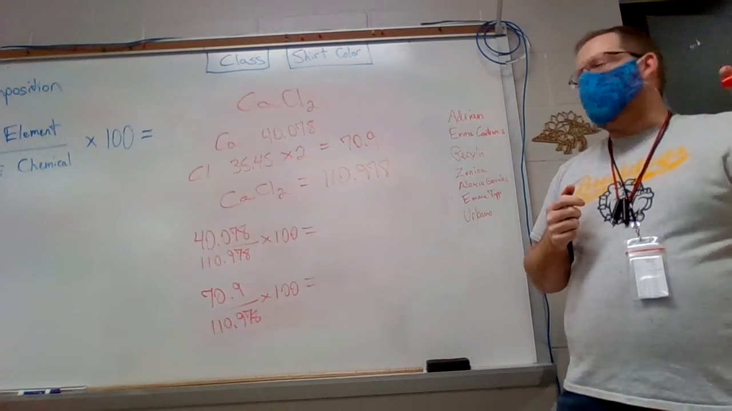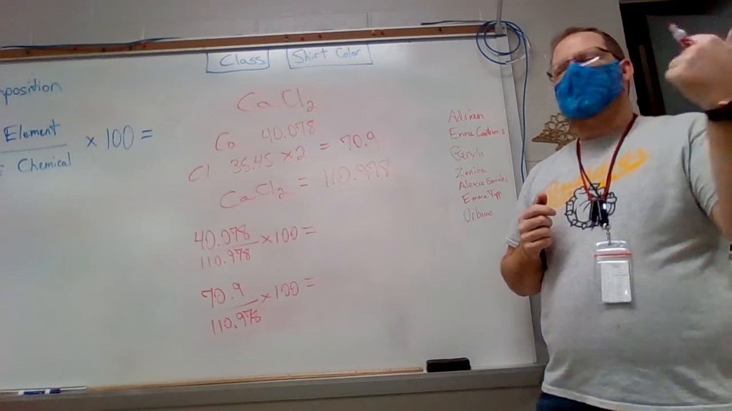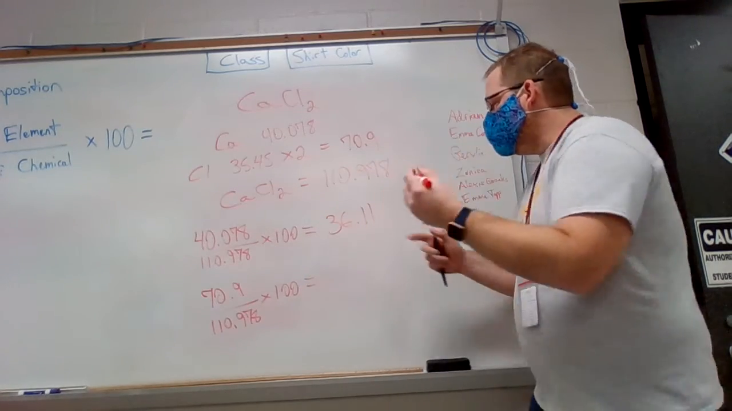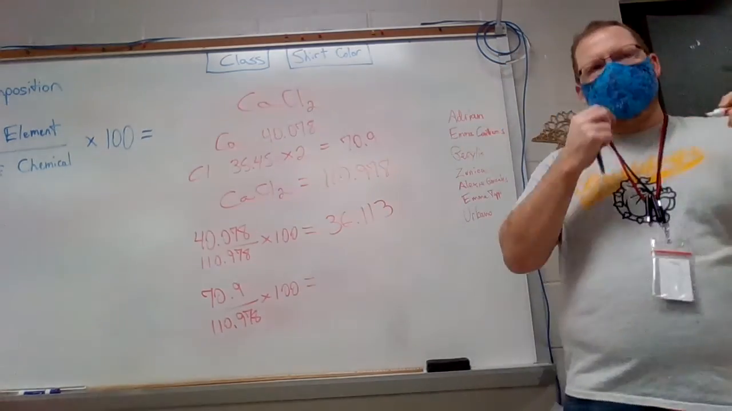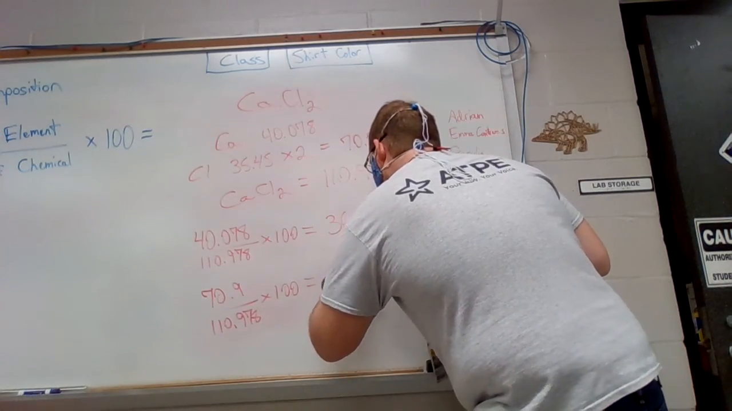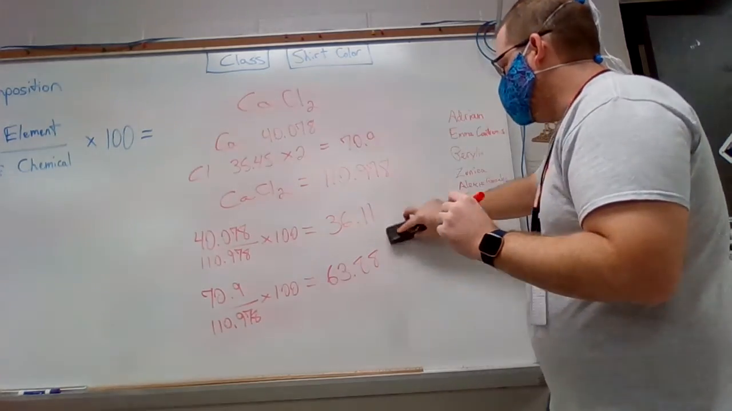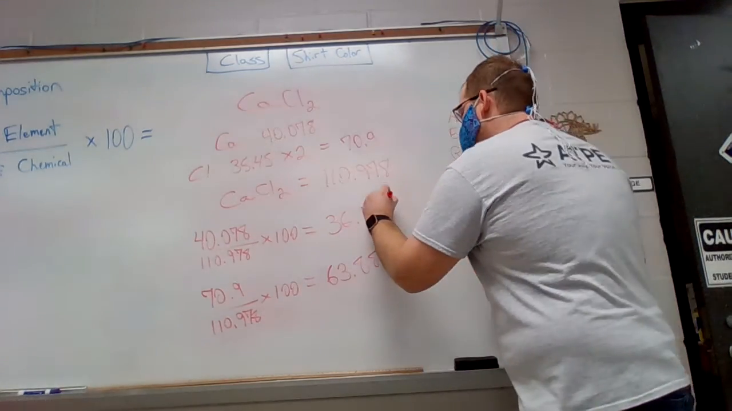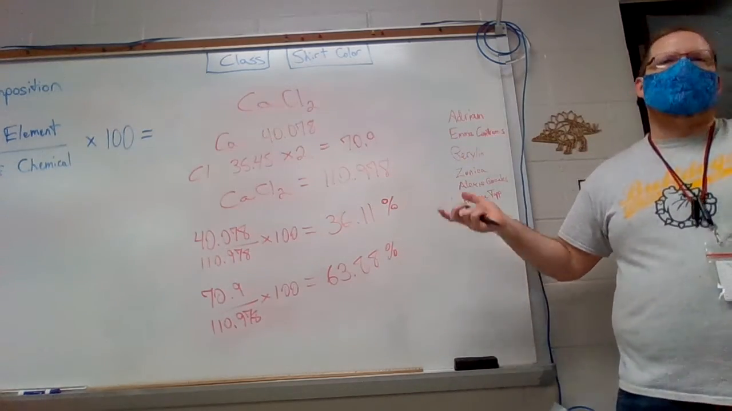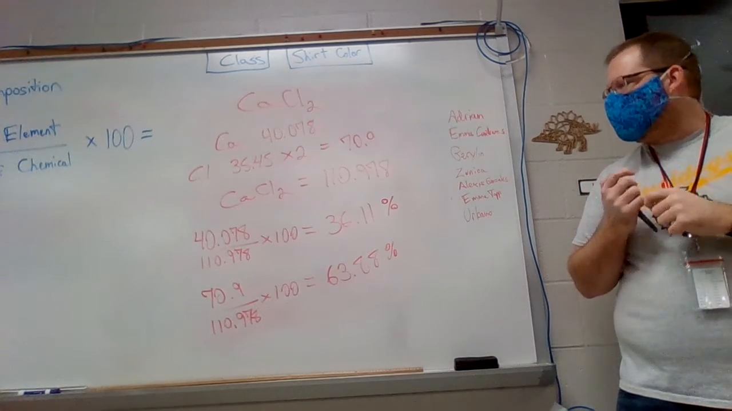What'd you get? I got 36.113. We'll leave that last decimal there. And the other is 63.88. Cool. If you add these together, your percentages, you're going to get 99.99%, which is perfect. Just a little rounding kept us from being at exactly 100.